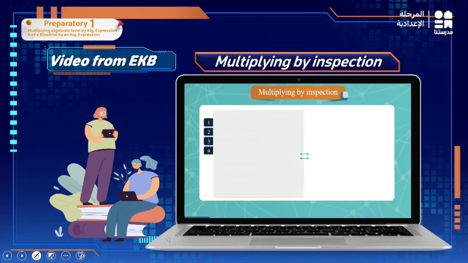We have a video from EKB. Let's watch it. After we learned how to multiply two binomials, now we will learn a new concept, how to multiply by inspection. Click on the buttons to follow the steps.